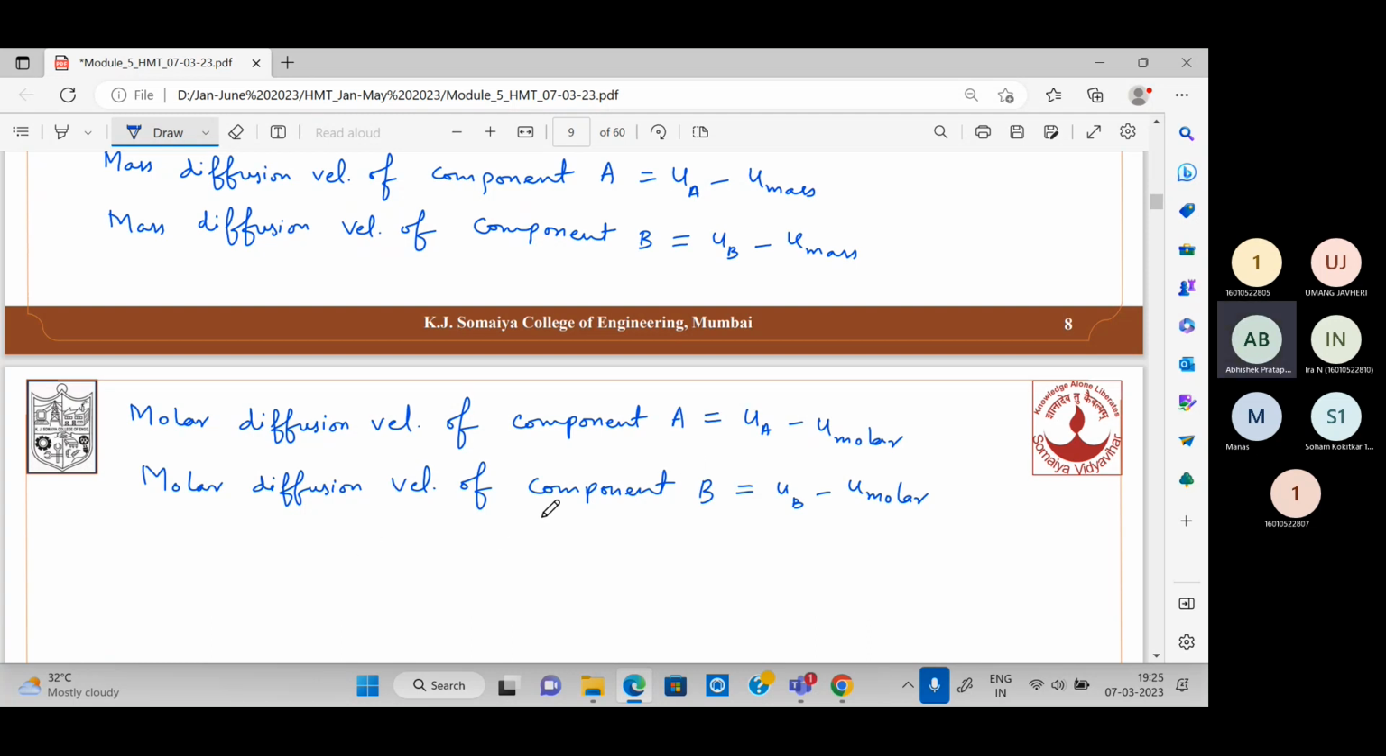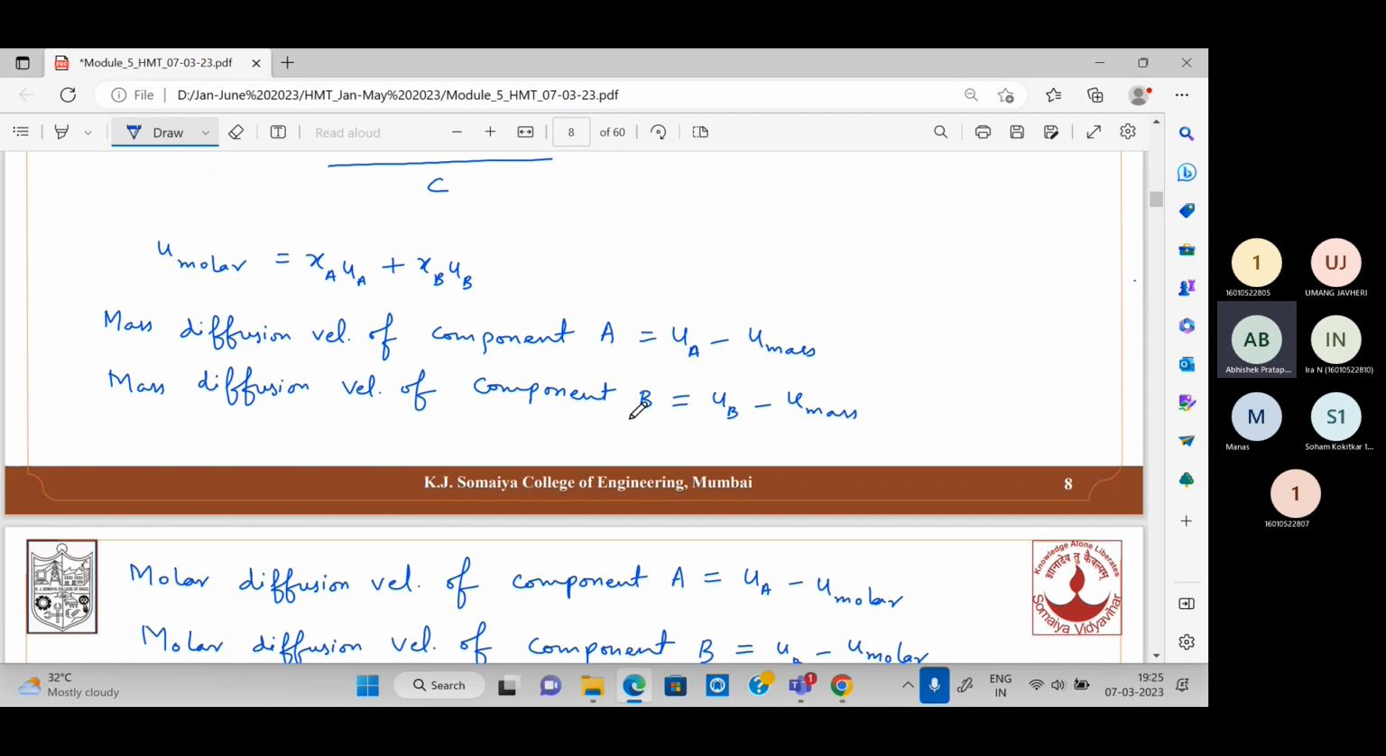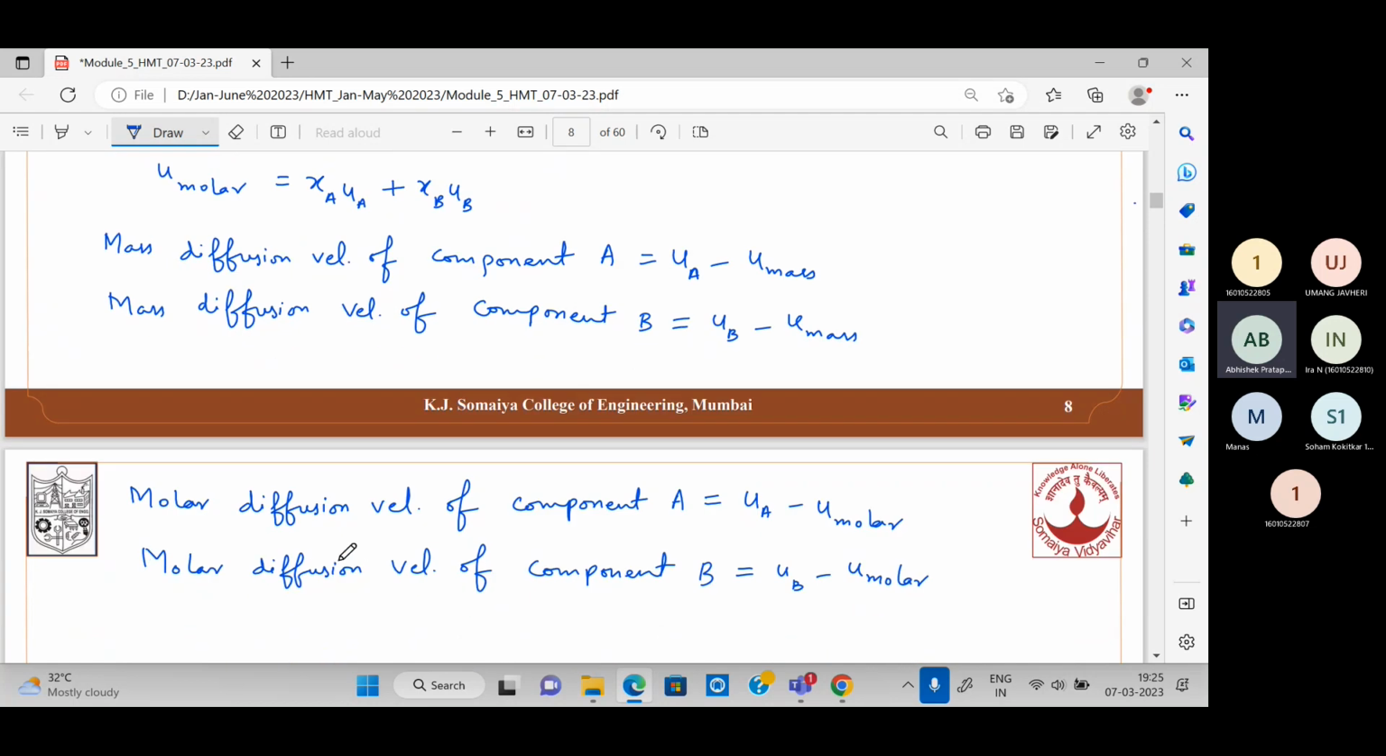Fine. So why have we expressed this? Because this mass diffusion velocity of the component is nothing but the velocity of the component relative to the mass average velocity of the mixture. So we have expressed it like this. And this molar diffusion velocity is nothing but the velocity of the component relative to the molar average velocity of the mixture.